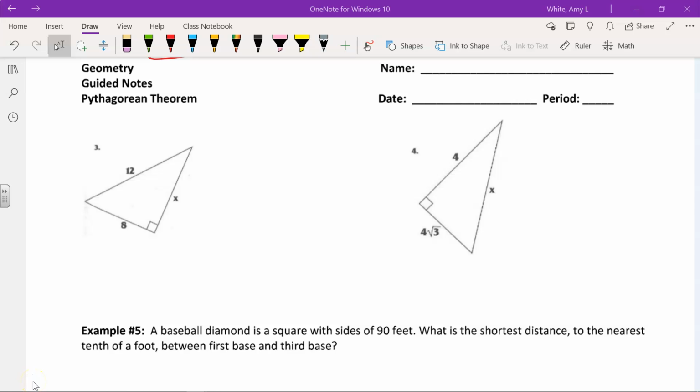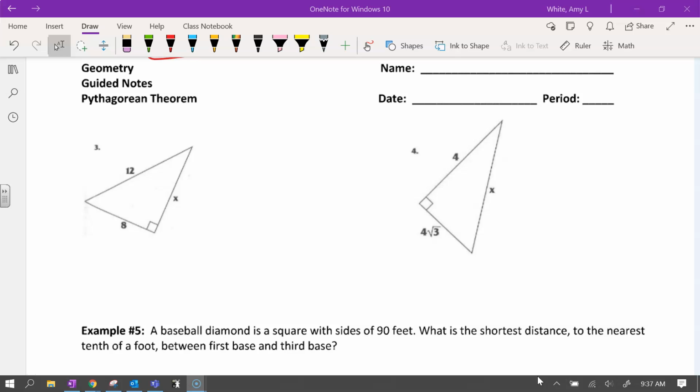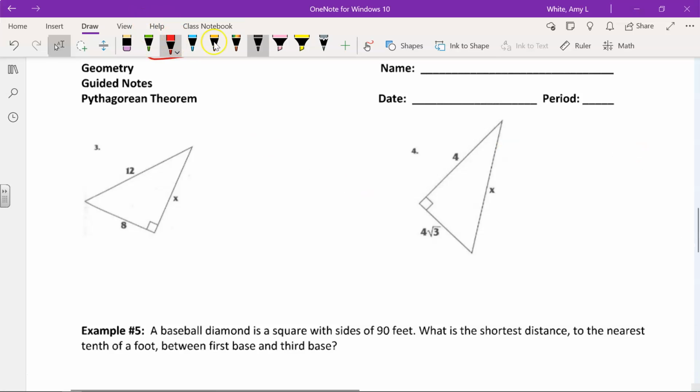Hi everybody! In this video we are going to continue with some more example problems about the Pythagorean theorem. I want to remind you that the Pythagorean theorem is a squared plus b squared equals c squared, where a and b are the legs, so these are our two legs, and then c is our hypotenuse. So in this case we would have x squared plus 8 squared equals 12 squared.